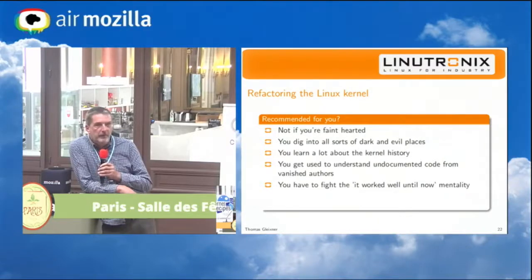You get used to figuring out and understanding undocumented code from vanished authors. In some of the parts we looked at, we tried to contact the authors because we couldn't for the hell figure out in a short time frame why that code was written that way and what it was supposed to do. But either the email addresses bounced or they never came back to us. So you are then back on your own and can just try to make sense out of it. It's not pretty often enough, but it works.